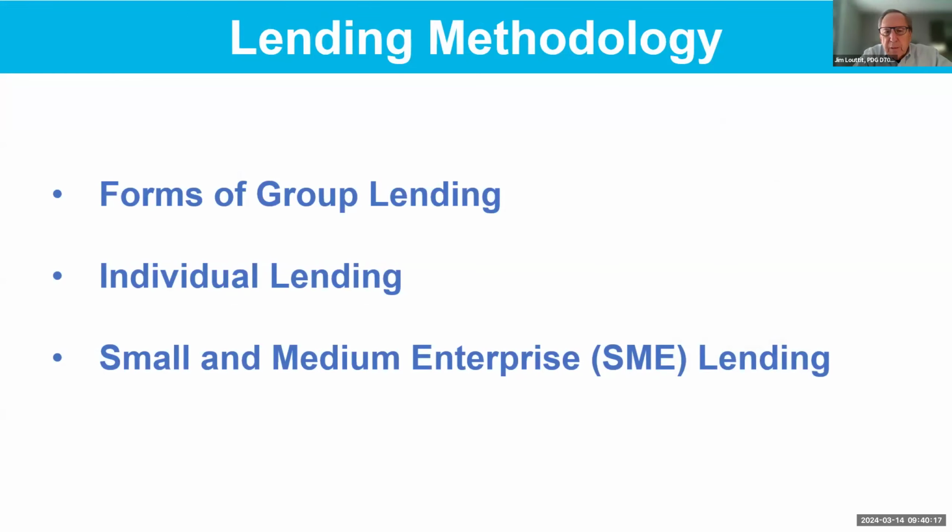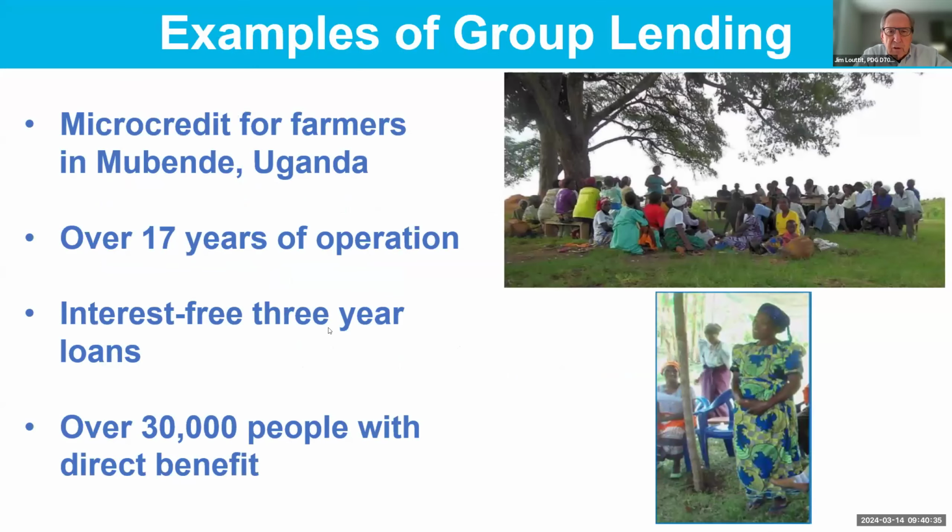So what are the types of lending methods that are used in various countries? They can include group lending, and Carl mentioned this as well, group lending, individual lending, or small and medium enterprises, or as we call them, SMEs. So for this portion of the presentation, I'm going to focus on group lending. So my first example is a microcredit program for farmers in Mubende, Uganda.